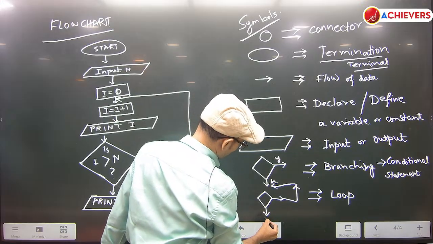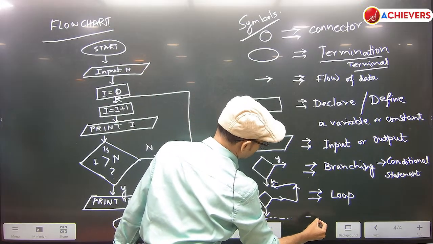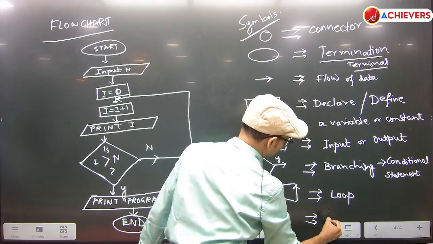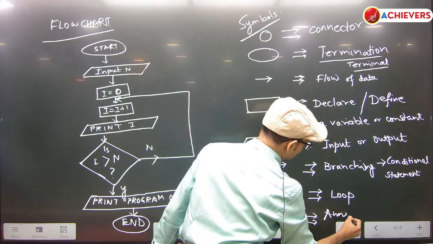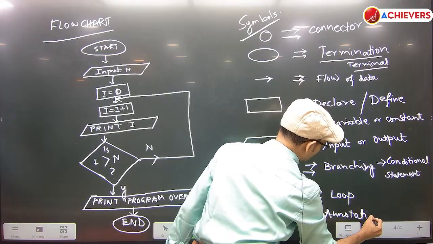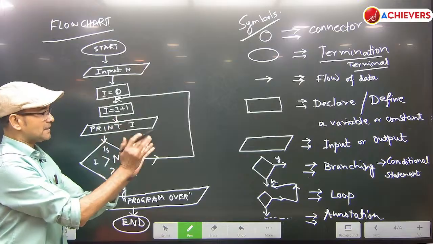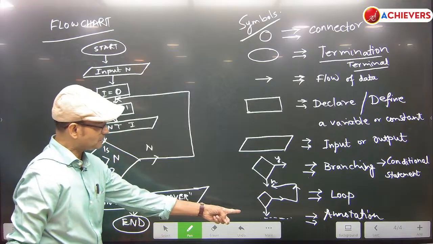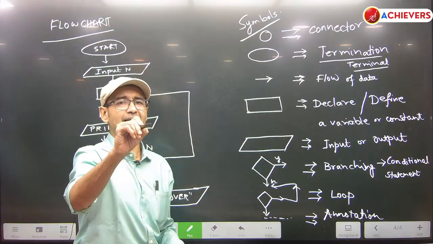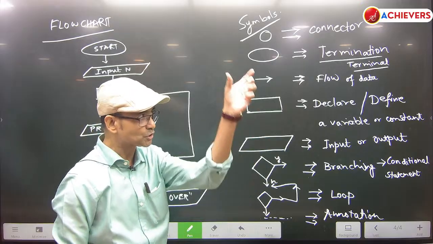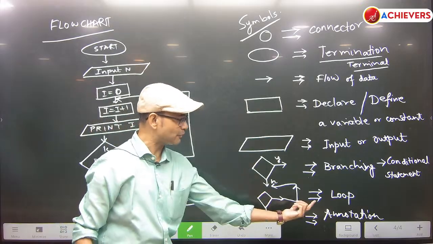And dot dot dot dot is the annotation. Annotation. If you want to write something about a particular symbol, that can be defined by annotation, dot dot dot dot, and then we can write something in the flowchart itself. So that is known as annotation.